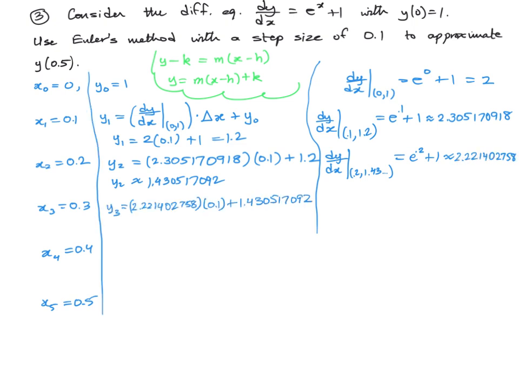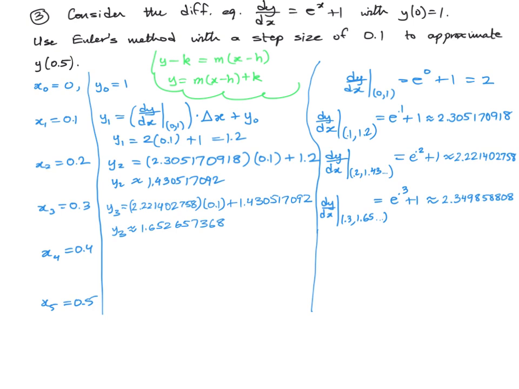So I take that slope, multiply by the step size, and add on the previous y-coordinate, which was the 1.43 value. So slope times the delta x, the step size, plus the old y-coordinate. So when I do my calculation, I end up with y3 equals 1.652, etc. So now I've got the x3, y3 value.